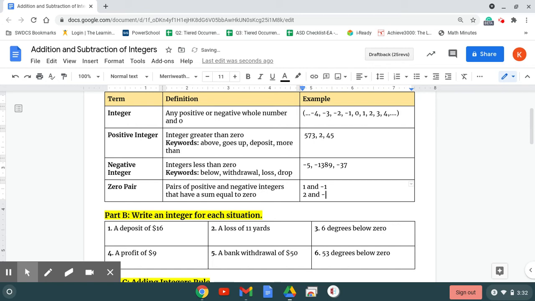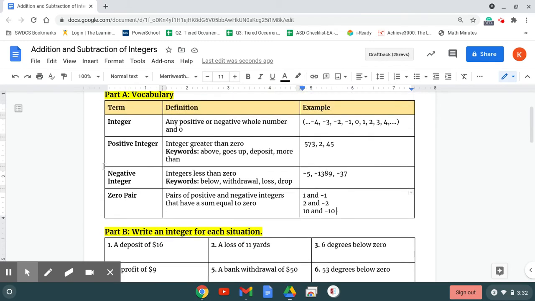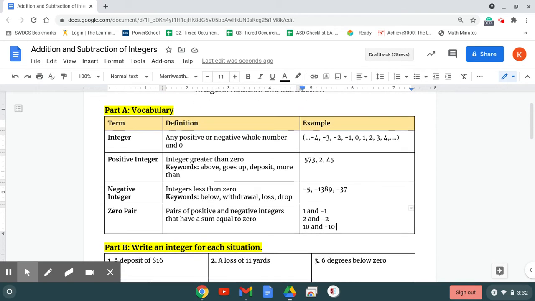2 and -2 are opposites. They have the same distance from 0. All right, you write your own example. You could have 10 and -10. As long as they're opposite numbers, the same number, but one's negative and one's positive, then it's a zero pair. All right, so that is our vocab words. Our keywords. It's going to be super important to help us understand this lesson.